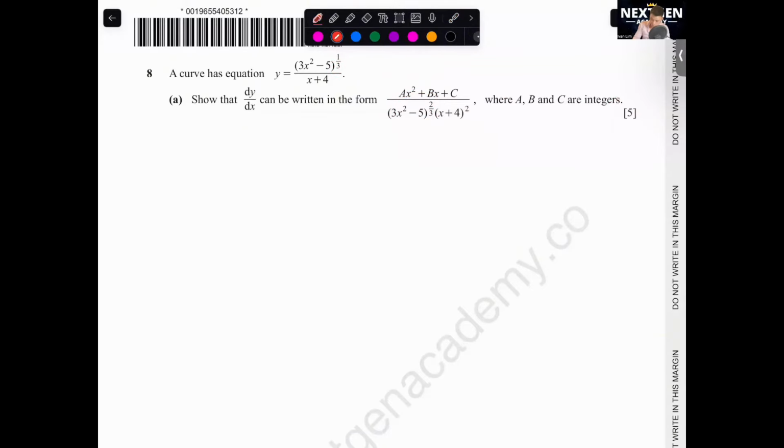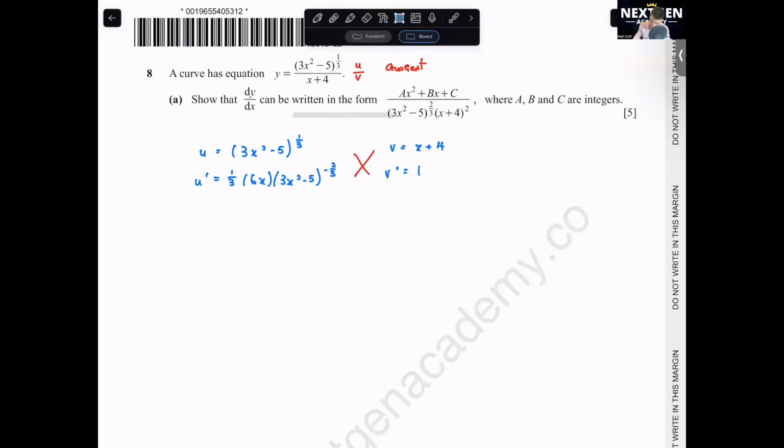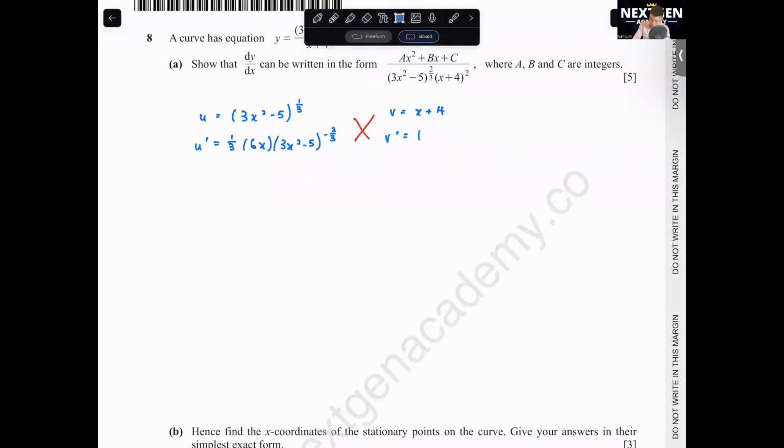So we first have to know this one is quotient rule, u over v. I'll write it in terms of u, v first. 3x squared minus 5 to the power of 1 over 3 for your u, x plus 4 for your v. u prime, we'll use chain rule here: 1 over 3, 6x, 3x squared minus 5 to the power of negative 2 over 3. v prime is equal to 1. These two cross, so we're going to get vu prime minus uv prime over v squared.